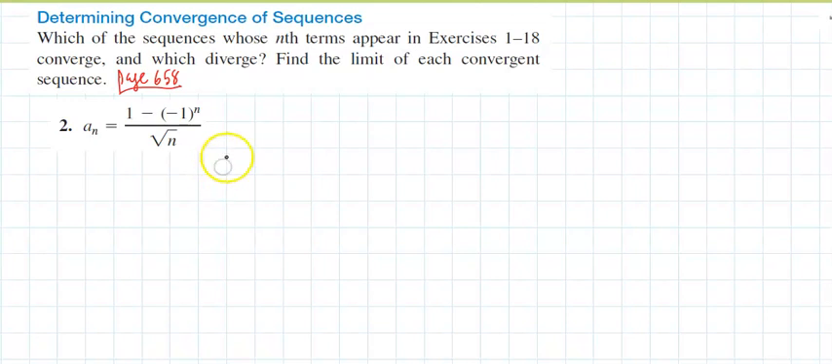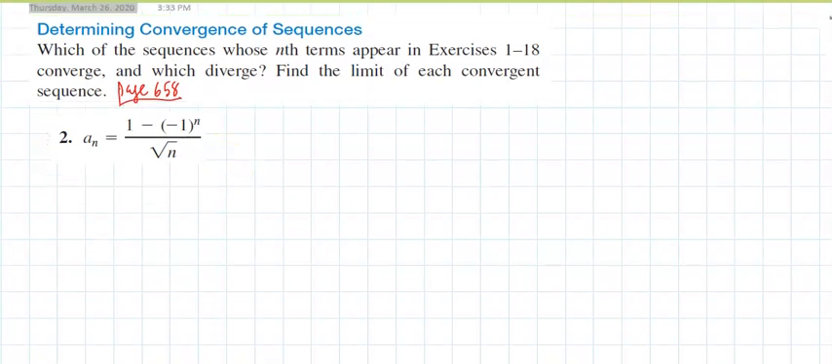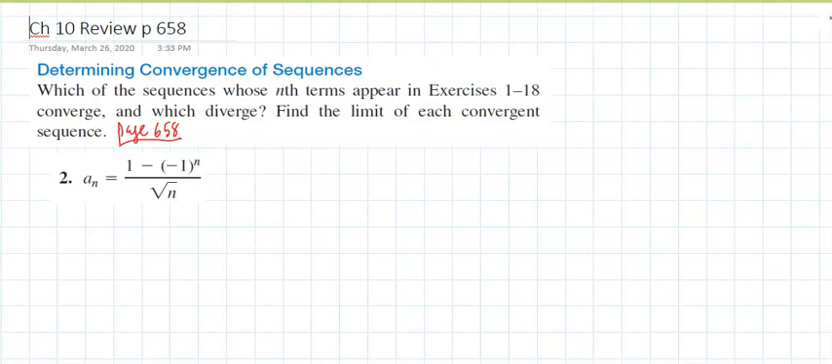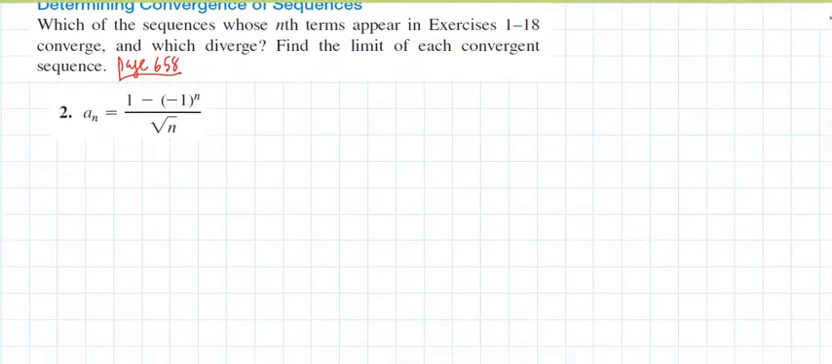This is chapter 11 review. We want to look at page 658 and we're going to practice some problems to make sure that we are on top of this section. So here it says which of the sequences whose nth term appears in these problems converge and which diverge. This is good practice for the series.